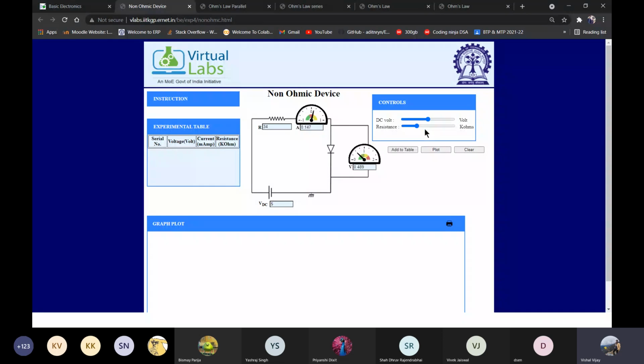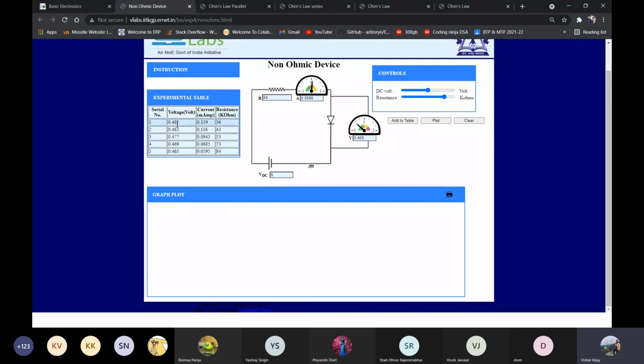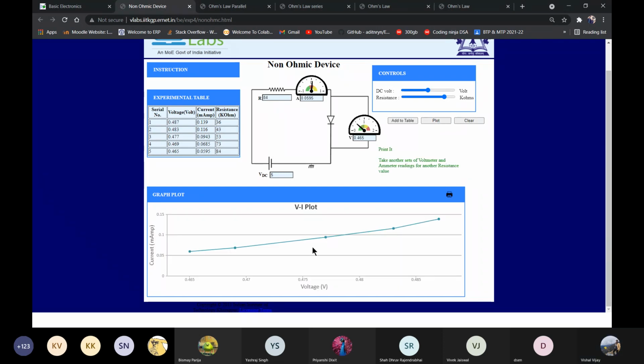So we will change this resistance value, and as you can see, this resistance value R, you just add it to table and just increase the resistance value. If you see these values of voltage across this diode, and the voltmeter is placed across this diode, if you plot this voltage versus current graph, you can see this is a little bit curvy. This is not a straight line. So that's how the current versus voltage relationship is in non-ohmic devices. As it is not a straight line, the diode is a non-ohmic device.